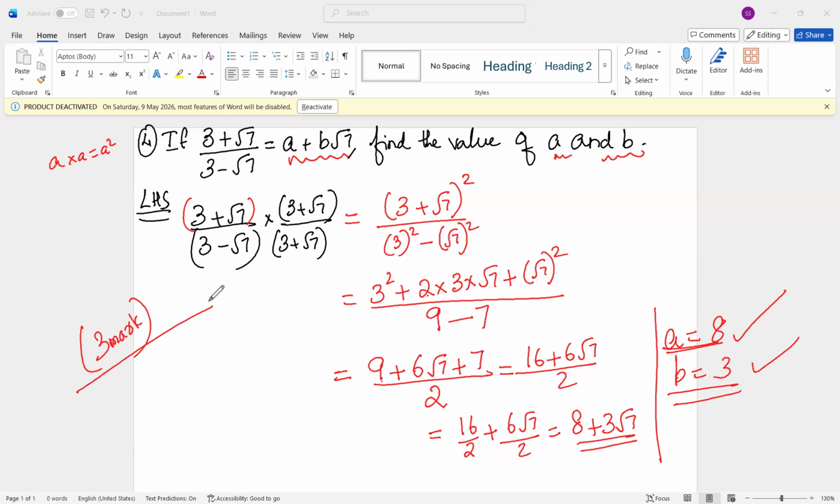Okay? Write it down. So if both the root and the numerator, we have to multiply them and then use this formula, right?